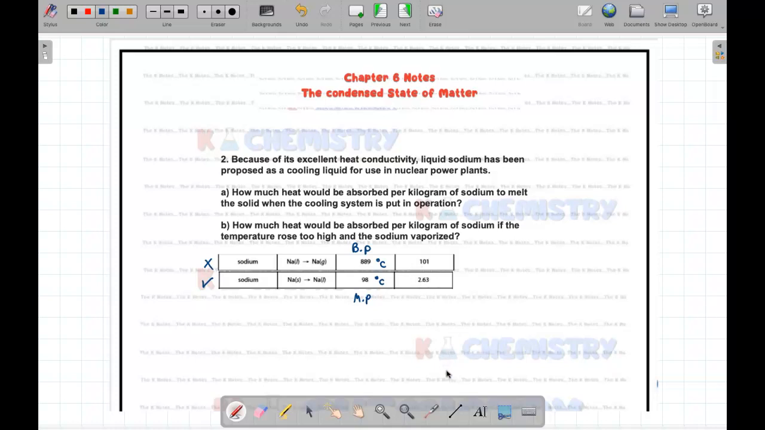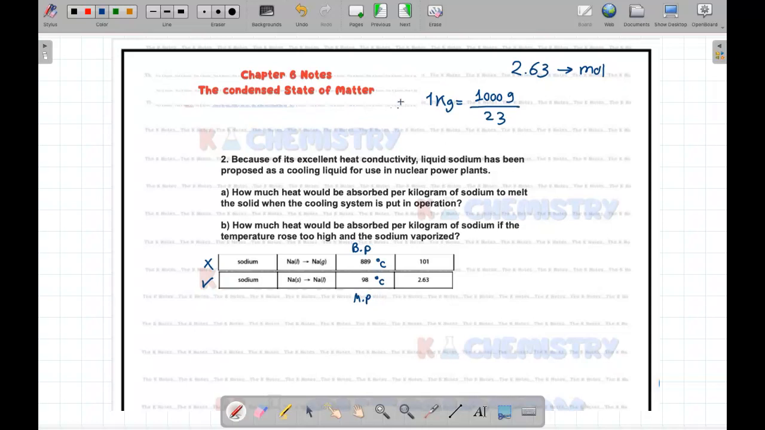2.63 is per mole. What if it is 1 kilogram of sodium? The number of moles is equal to mass over molar mass, which is 1 kilogram, 1000 gram, over 23. That's 44.5 moles. If 2.63 was absorbed from 1 mole, so how much heat will be absorbed from 44.5? So that's equal to 117 kilojoules by cross multiplication.